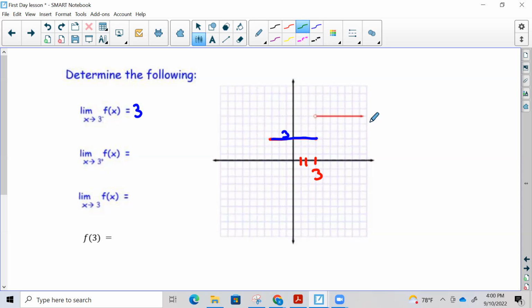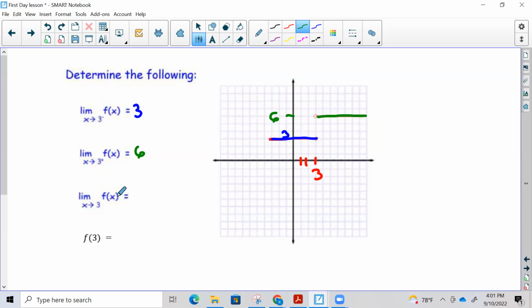If I come from the right here, I want the limit as x approaches 3 plus from the right. I'm going to trace this function and go to the right. Again, it doesn't matter that the y value does not exist, but that y value is at 6. And so the limit from the right is 6.